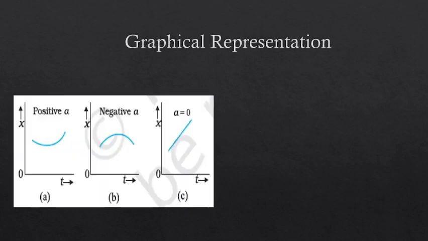We will represent acceleration through graphs, that is, velocity-time graphs. In this image, graph A represents positive acceleration, graph B represents negative acceleration, and graph C represents zero acceleration. In all these cases, the x-axis represents time and the y-axis represents velocity.